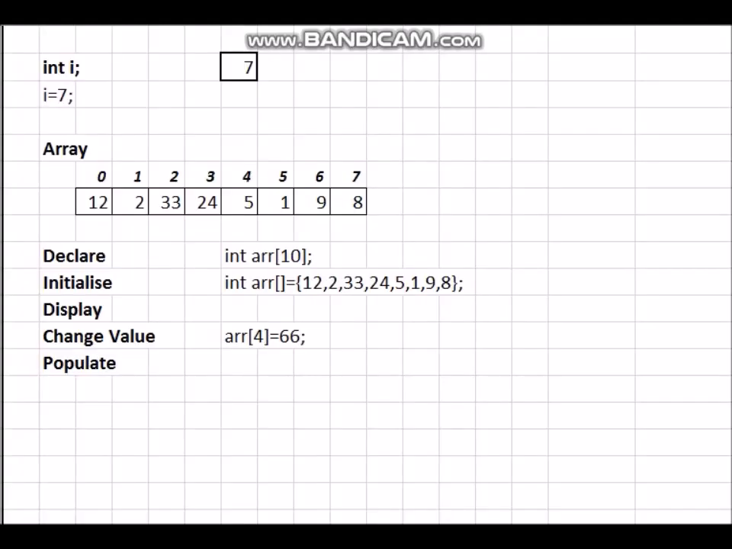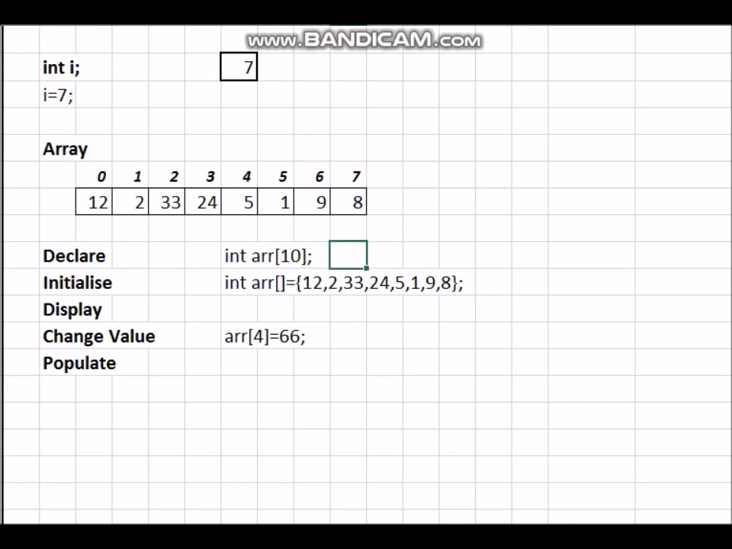Hello, so welcome to the second video on arrays. As we can see, an array can have any set of numbers stored in it, and its indices, the positions of the array, start with 0, not with 1. So the 0th position has the number 12. The first position has the number 2. The second position has the number 33. And the last position in this case has the number 8.